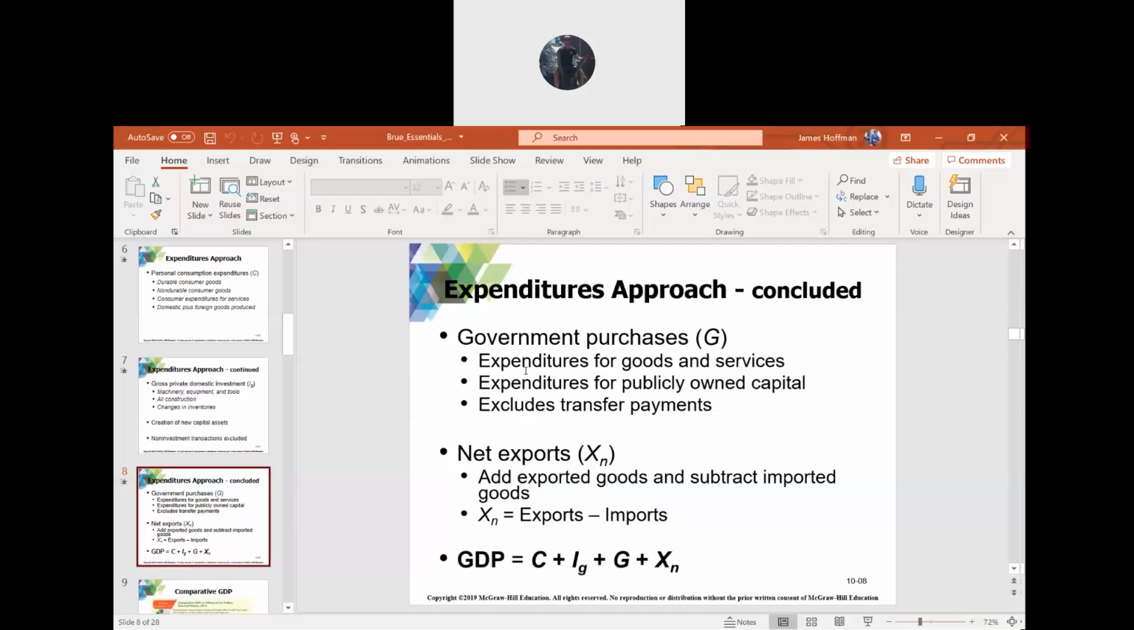Okay, so the final two spending categories are what's spent by the public sector, government purchases, a big G, and so this is what's spent for new goods and services by the government or the public sector. Okay, so any public money that goes to buy a new good or service goes into this category. Okay, and then the final category is XN, and this is net exports.